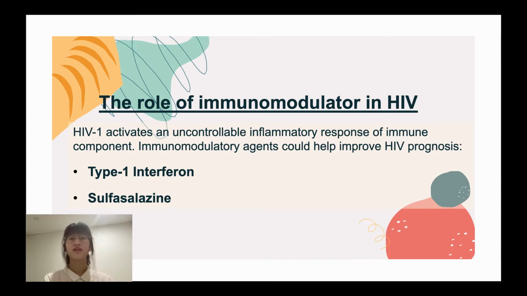The role of immunomodulators in HIV. HIV-1 activates an uncontrollable inflammatory response of immune components, like inflammasomes. Immunotherapy is being considered as a method to eliminate the latent HIV-1 reservoir in CD4 plus T cells. Some immunomodulatory agents could help improve HIV prognosis. The first one is type 1 interferon. It is an antiviral suppressor of HIV-1 replication used to create persistence in acute stages of the infection. CD4 plus T cells sense HIV-1 infection by the cytosolic DNA sensor, cGAS, and stimulate the production of interferon.